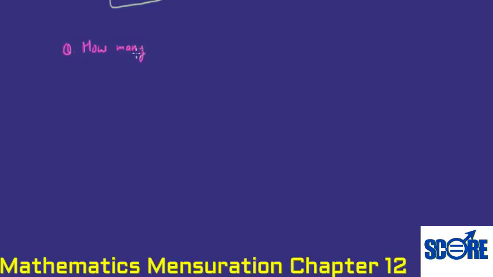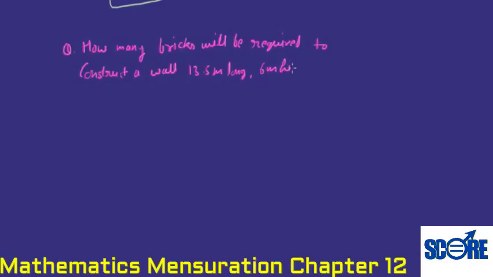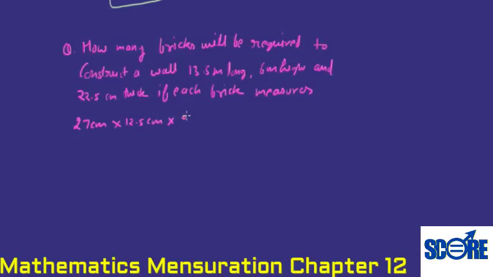How many bricks will be required to construct a wall 13.5 meter long, 6 meter high, and 22.5 centimeter thick, if each brick measures 27 centimeter into 12.5 centimeter into 9 centimeter?